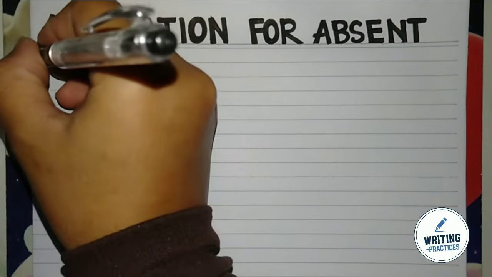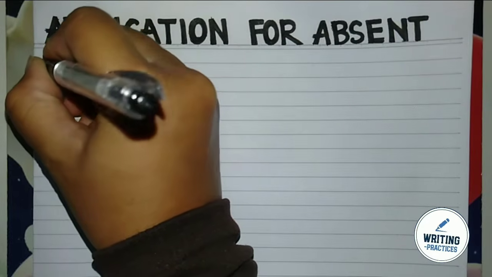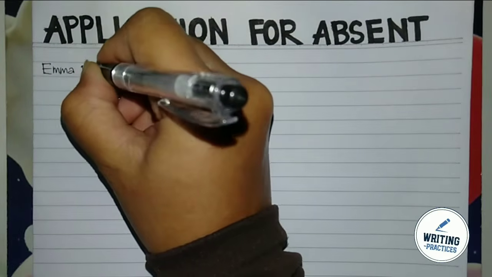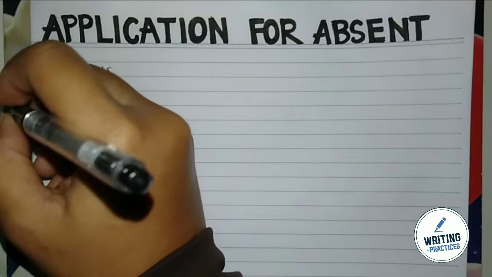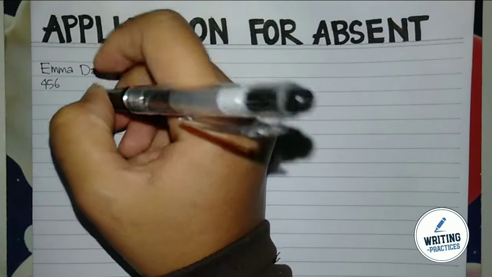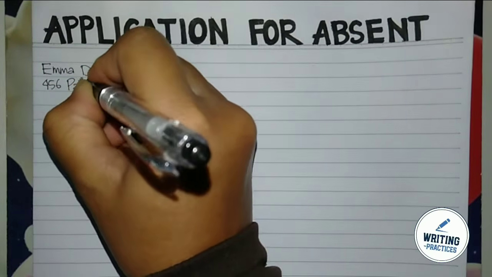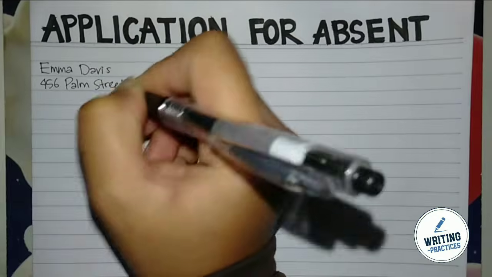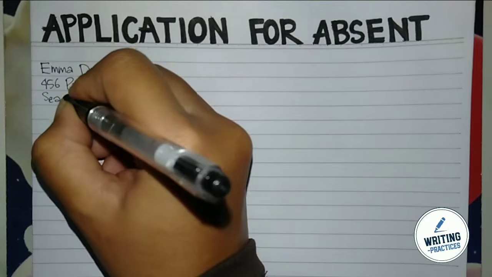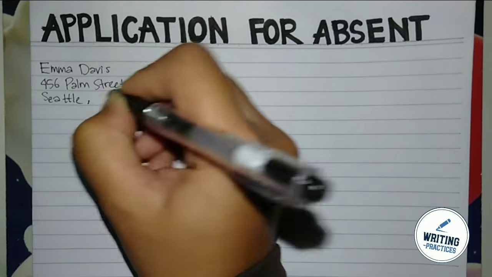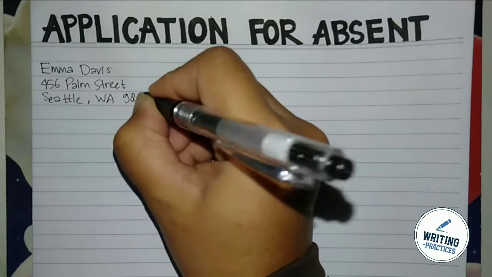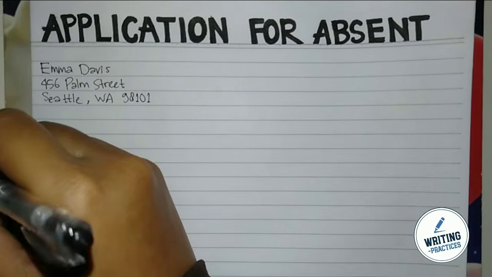Today, we are going to learn how to write an application for absence. What is an application for absence? An application for absence is a formal request or written communication submitted to an institution, such as a school or workplace, to inform them about an individual's upcoming absence, or to seek approval for a planned absence. It may include details such as the reason for the absence, the duration, and any supporting documentation if required. These applications are commonly used to ensure that the absence is recorded and managed according to the institution's policies and procedures. Here, Writing Practices will show you how to write an application for absence step by step.